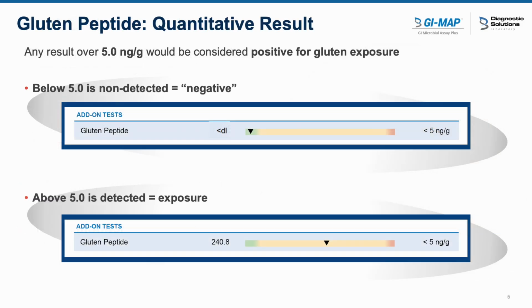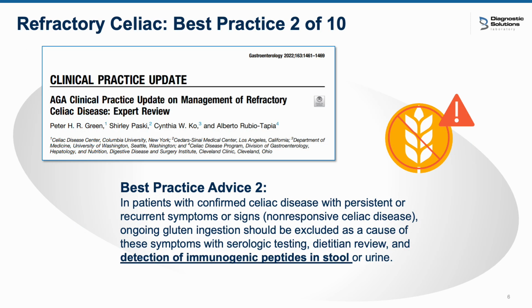This test provides a quantitative result of gluten peptide detection. Any result over 5 nanograms per gram of stool is considered positive for gluten exposure within the previous 2 to 4 days. A result below 5 will be reported as less than DL or non-detected. Not surprisingly, we find detected gluten peptide in the samples of gluten-free compliant patients very frequently. The opportunities of gluten exposure are many in our society. The testing with this gluten peptide is actually included in AGA Best Practice Guidelines number 2 for refractory celiac.